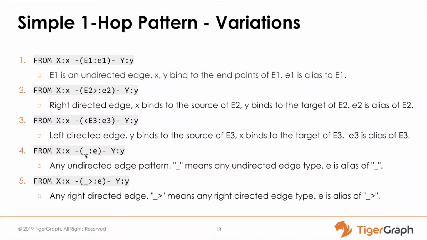And then this is a wildcard pattern. If I use underscore without the decoration, it means this is an undirected edge binding the two ends with X and Y, and there's no direction. And the next one is a wildcard with the greater sign to represent any rightward directed edge, with X bound to the source and Y bound to the target.